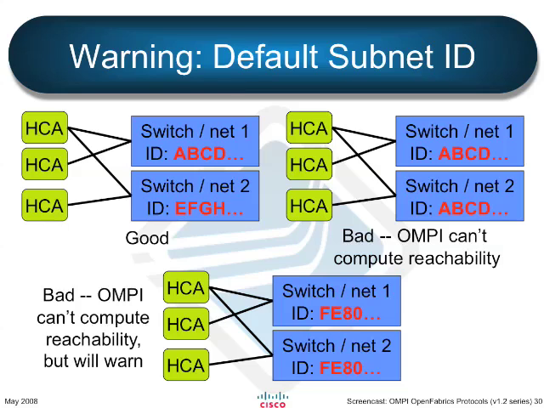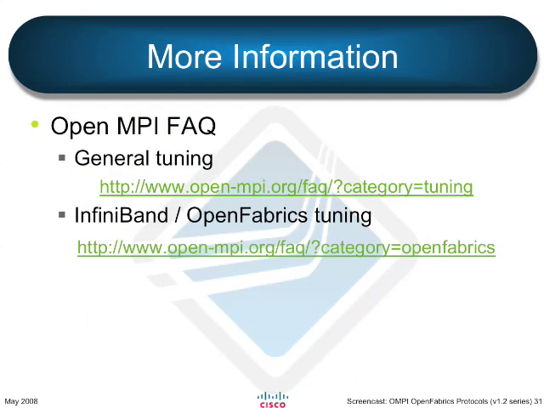So let's say those two switches were connected to each other. That would be a perfectly valid network configuration, and you wouldn't want Open MPI to warn in that situation. But I wanted to make you aware of this scenario, that it exists, and Open MPI needs to be able to compute its reachability properly. I've thrown a whole bunch of information at you. There's a bunch more on the Open MPI FAQ on our website. Go into the two categories: one is for general tuning, and another one is for OpenFabrics tuning, and there's a lot more information there.